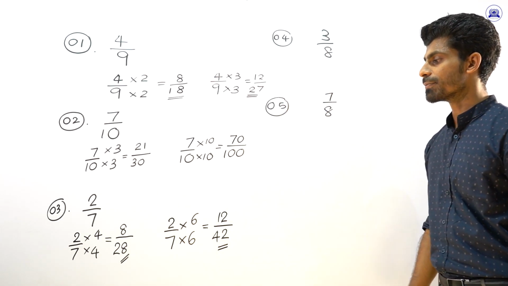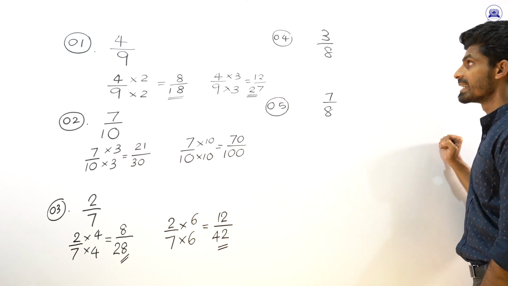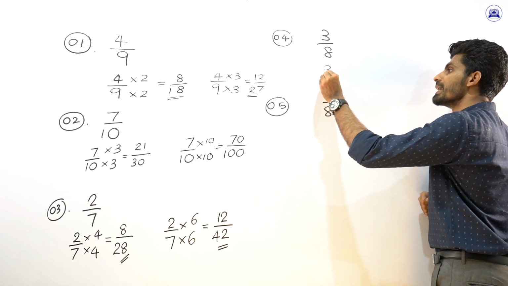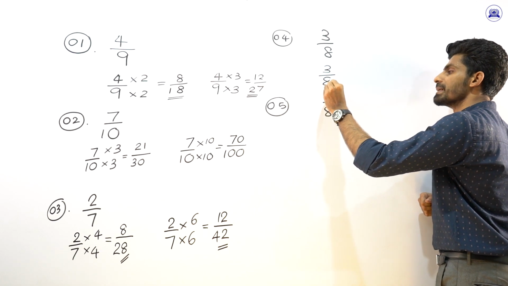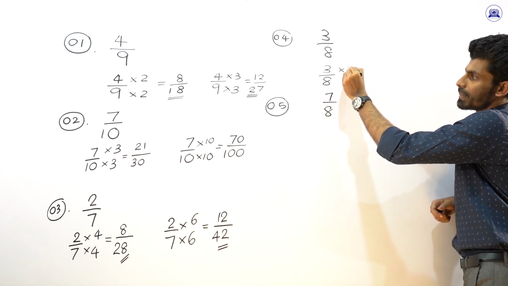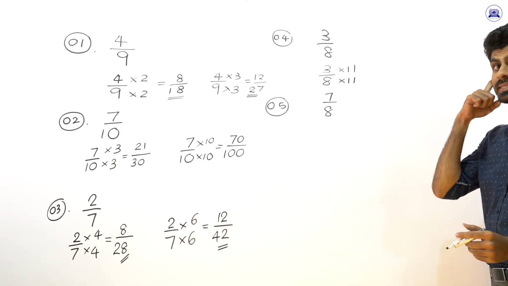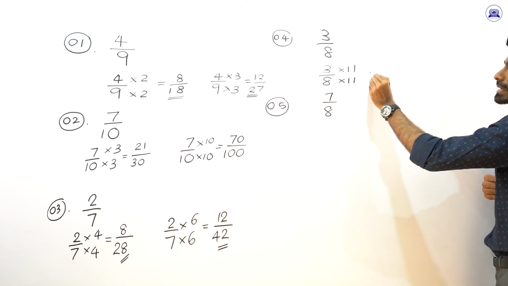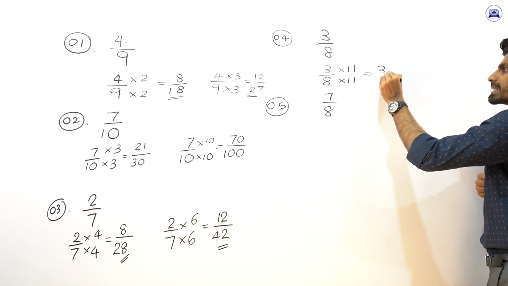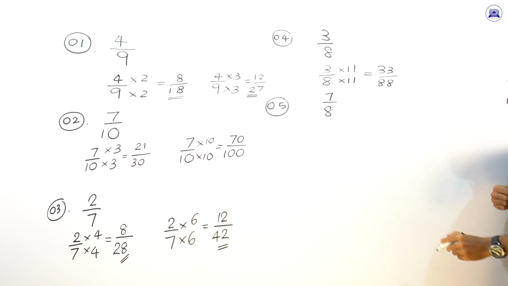Look at this one, 3 over 8. Right, Lamai? Look at this one. Shall we multiply by 11? You need to create equivalent fractions, right? Shall we multiply by 11? 3 into 11, 33. 8 into 11, 88.